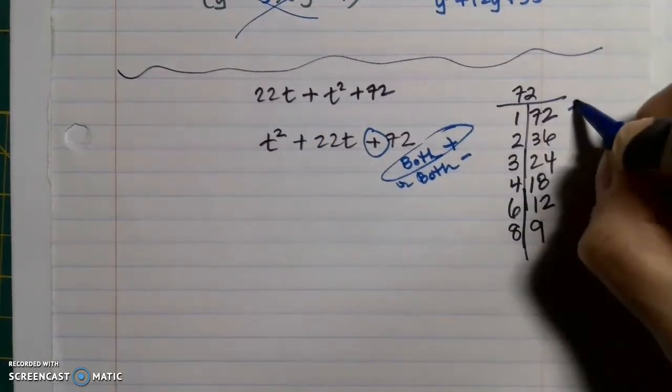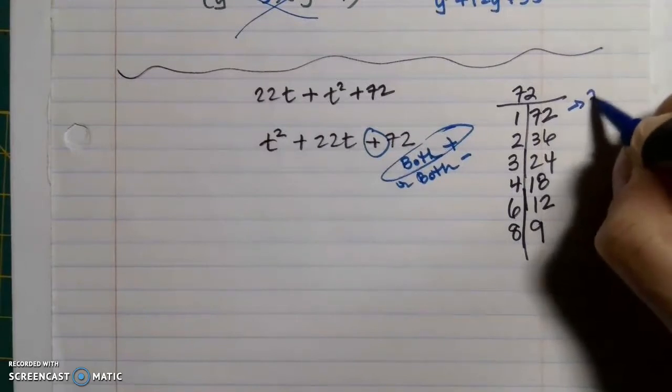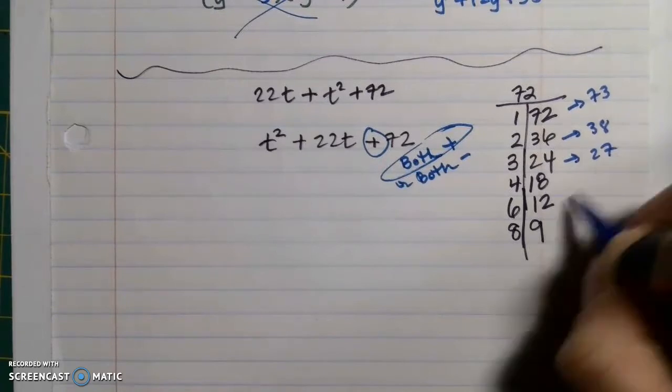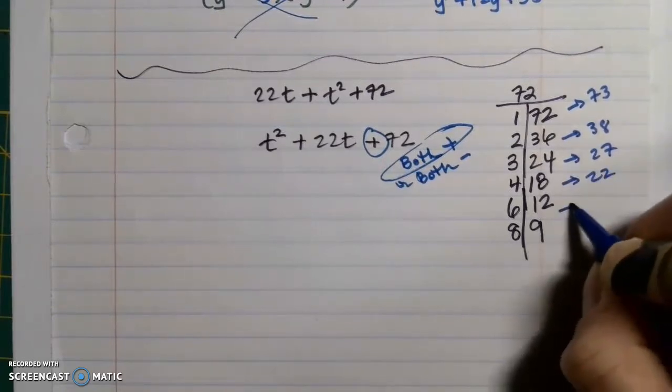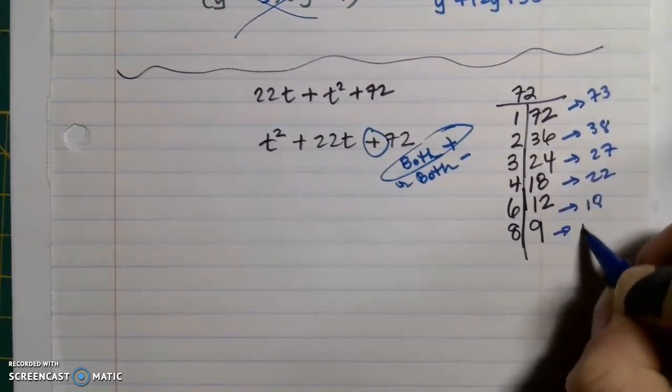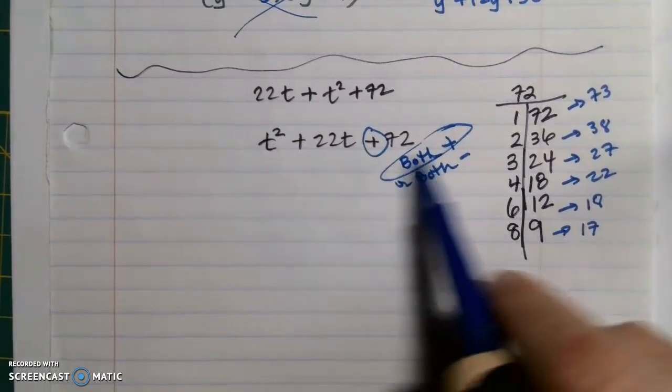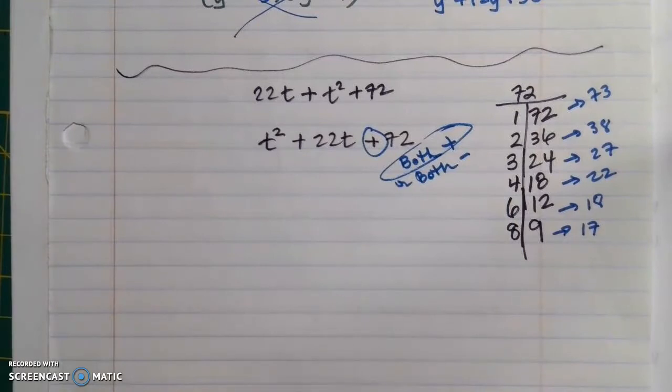If you added 1 and 72, of course, that's going to be 73. This one would be 38. This one would be 27. This one would be 22, 18, and 17. And the reason I'm just looking at the addition is because I have addition with everything, and it's limiting what possibilities I have.